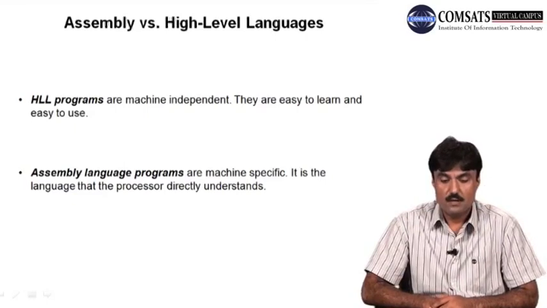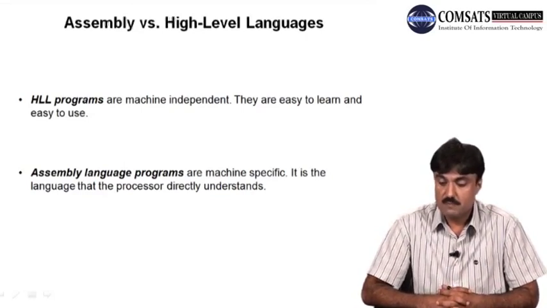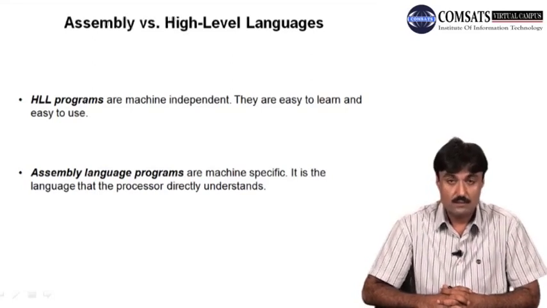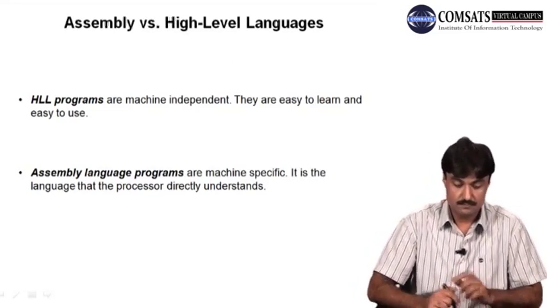So, assembly versus high level languages, we are going to summarize. High level language programs are machine independent, easy to learn, and easy to use. On the other hand, assembly language programs are machine specific. It is the language that the processor directly understands.